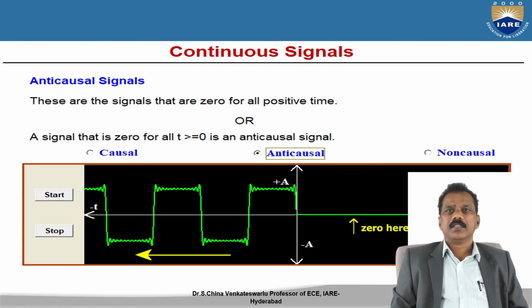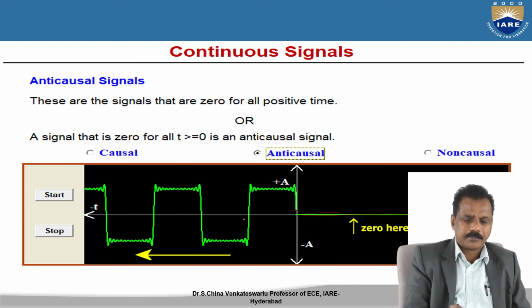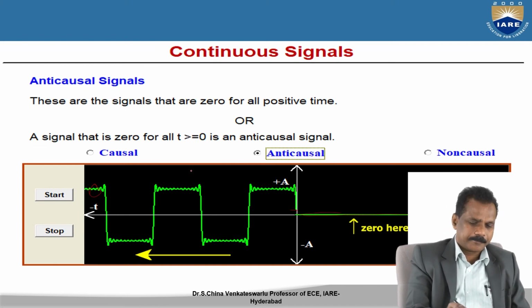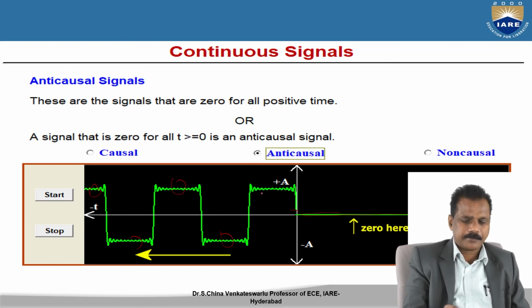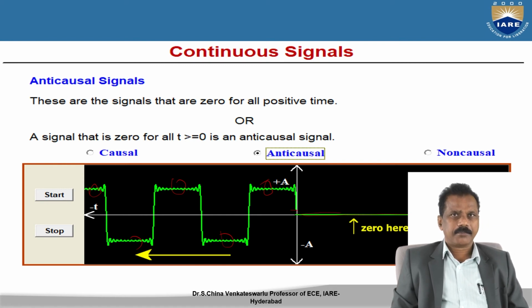Next, anti-causal. Anti-causal is like the reverse of that. It is a signal that is 0 for all t greater than or equal to 0. Here 0, here this case is 0, all are 0. On the left side, the signals appear, they are distorted, noise affected signals. So the user can distinguish between the causal and the anti-causal signal. It is a continuous time signal.